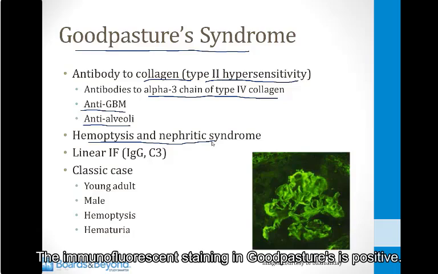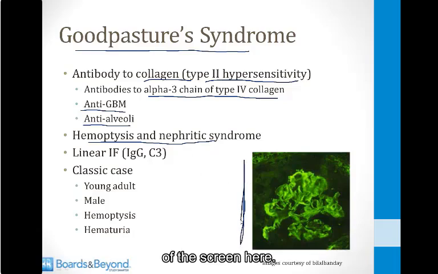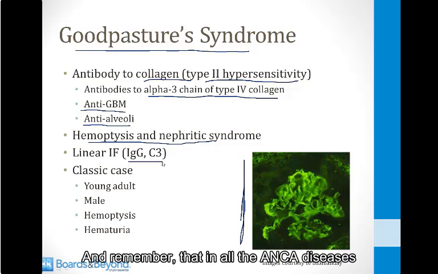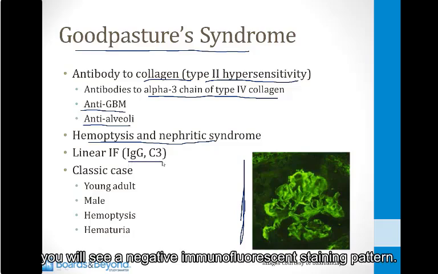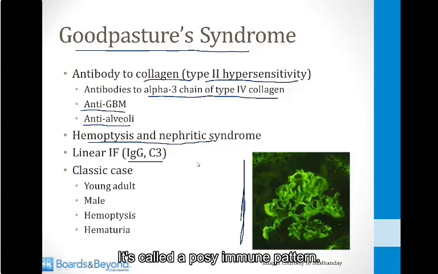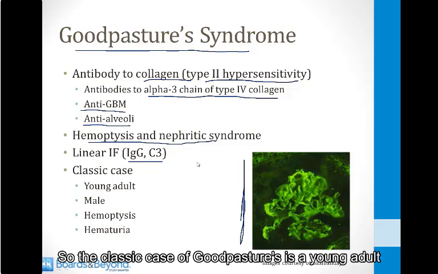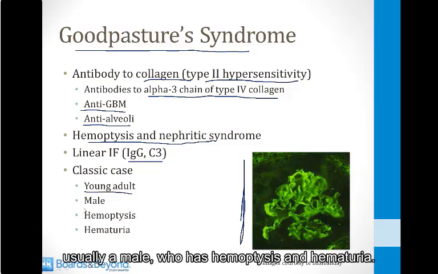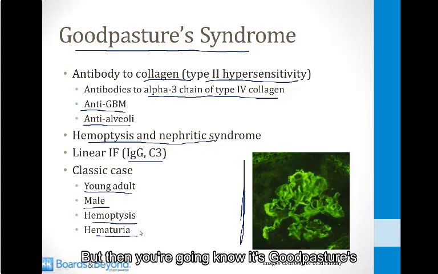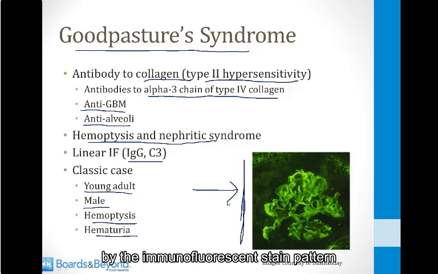The immunofluorescent staining in Goodpasture's is positive. I've shown an example of it in the bottom right of the screen here. There is a linear immunofluorescent pattern when you stain for IgG or C3, and remember that in all the ANCA diseases you will see a negative immunofluorescent staining pattern. It's called a pauci-immune pattern. So the classic case of Goodpasture's is a young adult, usually a male, who has hemoptysis and hematuria, but then you're going to know it's Goodpasture's by the immunofluorescent staining pattern and the absence of ANCA antibodies.